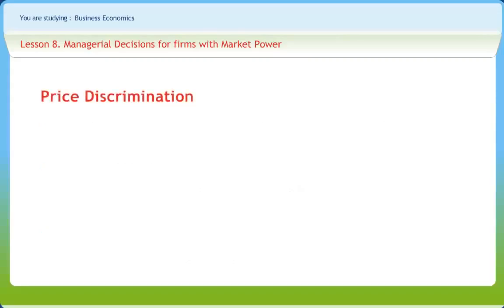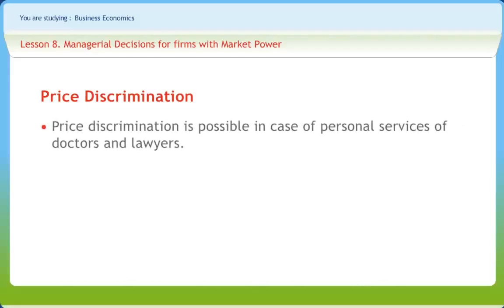A seller indulges in price discrimination when he sells the same product at different prices to different buyers. Price discrimination is personal when different prices are charged from different persons, local when different prices are charged from people living in different localities, and according to use when, for example, higher rates are charged for commercial use of electricity as compared to domestic use.